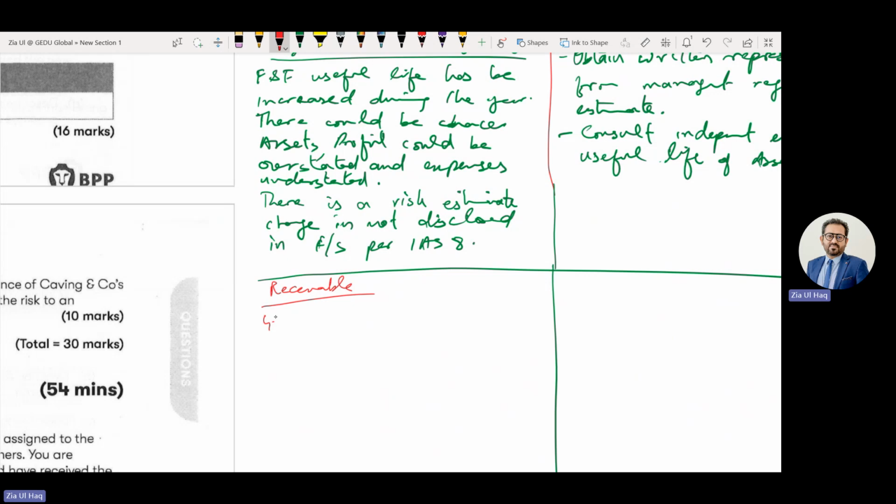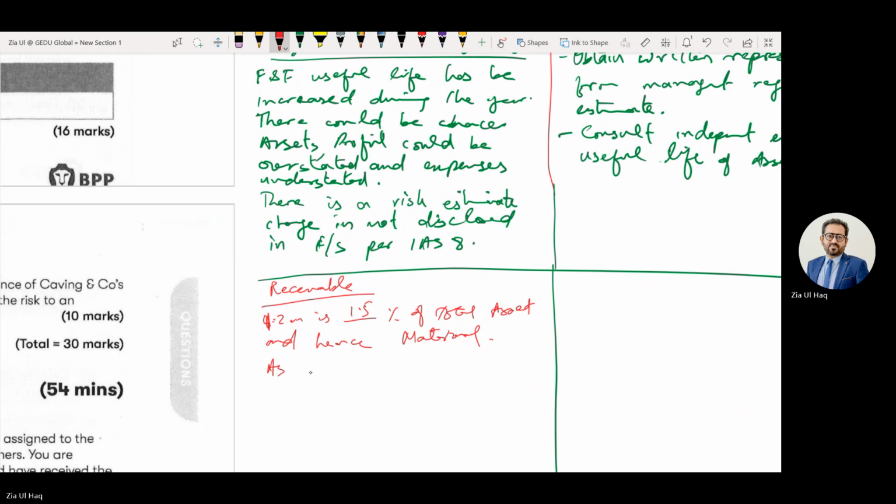1.2 million out of 79.3 million, which is 1.5% of total assets, more than 1%, and hence material. Why material? Because 1% or more of total assets is considered material: 5% or more of profit, 1% or more of total assets, 1% or more of revenue.